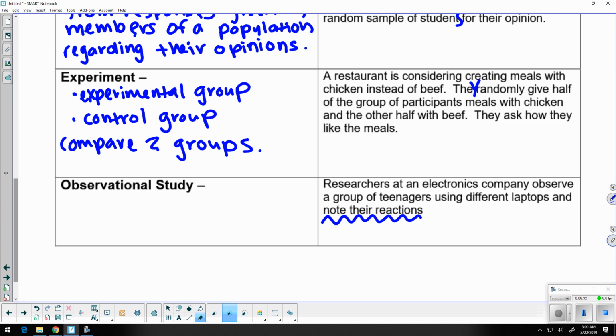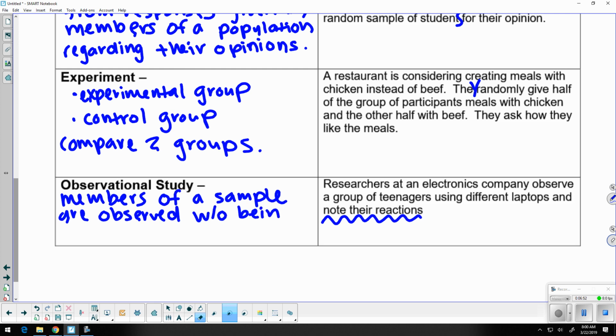Okay, so an observational study is members of a sample are observed without being affected by the study. So it's just completely putting something in front of somebody and just noting their reactions. Okay, you're not trying to manipulate the situation at all. Whereas an experiment, you're going to actually be controlling the differences and the changes and things like that.